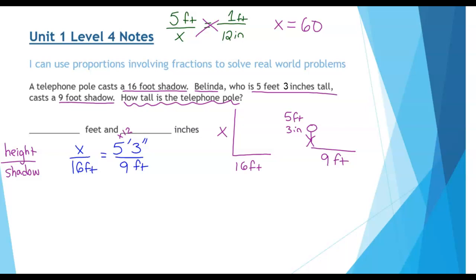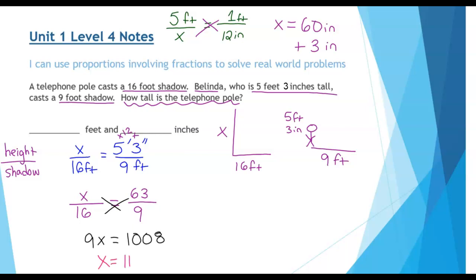All right, let's rewrite this. So I have my telephone pole height to the shadow is equal to 5 times 12, which is 60 inches, plus the 3 extra. So I'm going to add the 3 inches on there and get 63 inches over 9 feet. All right, let's cross multiply. 9 times x is 9x. 63 times 16 is 1,008. Now I'm going to divide by 9, and I'm going to get 112.